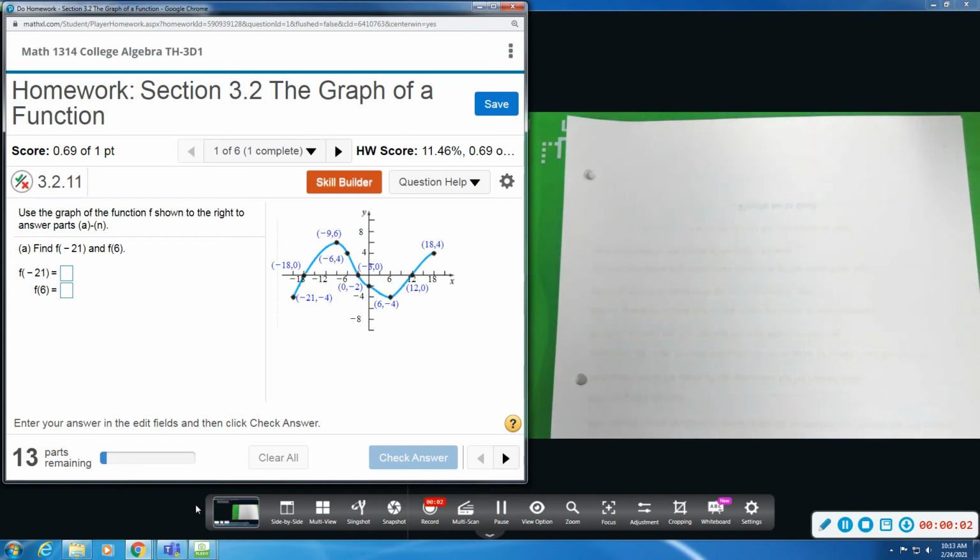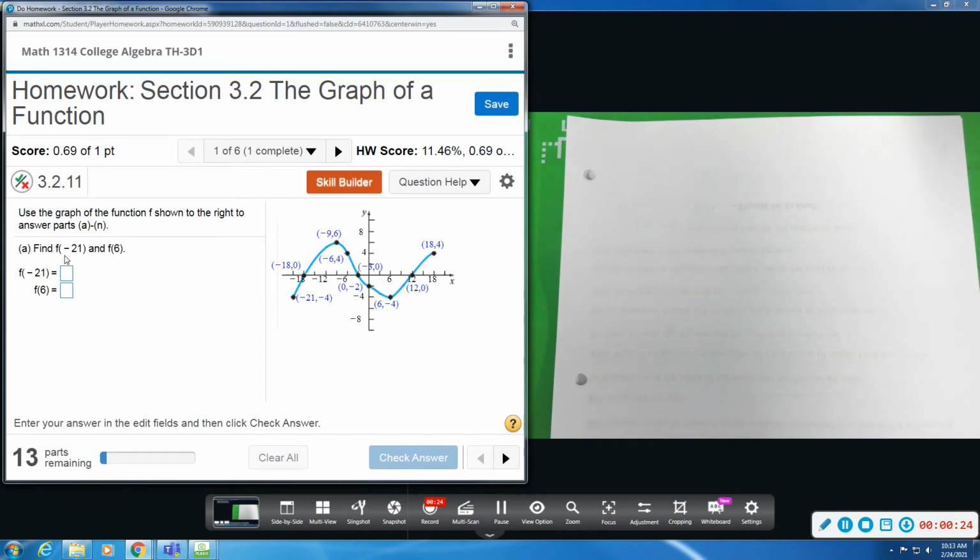All right, section 3.2, we're going over the graph of a function. And in this first example, we have a graph to our right, and we have about 14 parts altogether. Only 6 questions, but multiple parts. And this first one, we just want to find values.